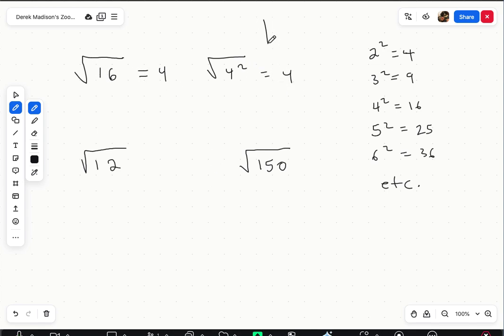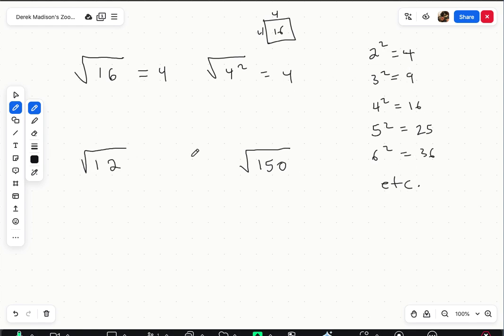A square root is actually asking, if I have a square of area 16, how long is the side? 4 by 4. That's what we're saying: what times what would make 16, 4. So that's our perfect squares. If we had the square root of 25, it would be 5. The square root of 36 would be 6, etc.